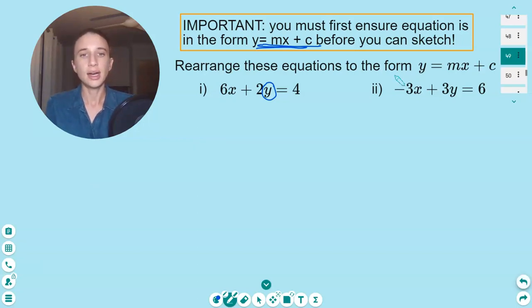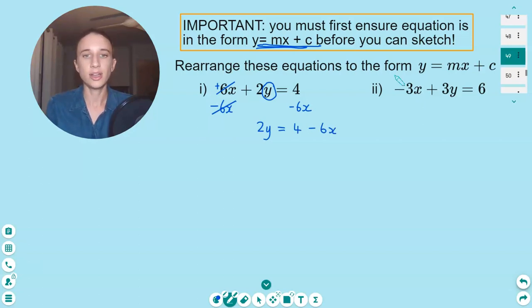To undo that, it's a positive 6x, so I'm going to take 6x, and what I do to one side, I must do to the other. Now let's simplify in the next line. The 6x's will cancel, 6x take 6x is 0. We've got 2y, and then we're going to have 4 take 6x.